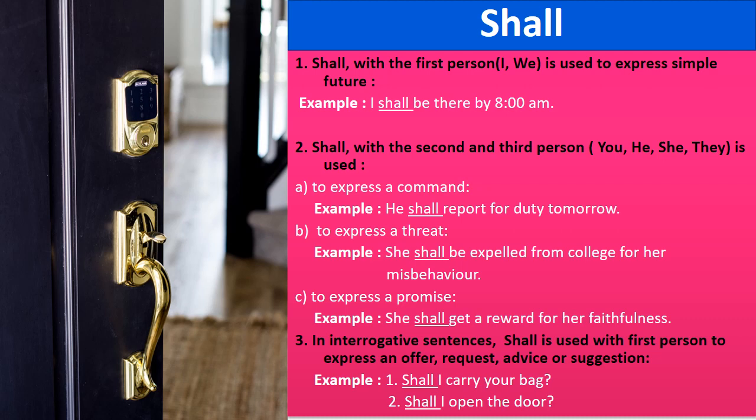Next use, in interrogative sentences, that is questions, shall is used with first person to express an offer, request, advice, or suggestion. For example, shall I carry your bag? So here this expresses offer. We are putting an offer in front of the other person, asking whether I can carry your bag. Number 2, shall I open the door? So this way in interrogative sentences, shall expresses offer, request, advice, or suggestion.